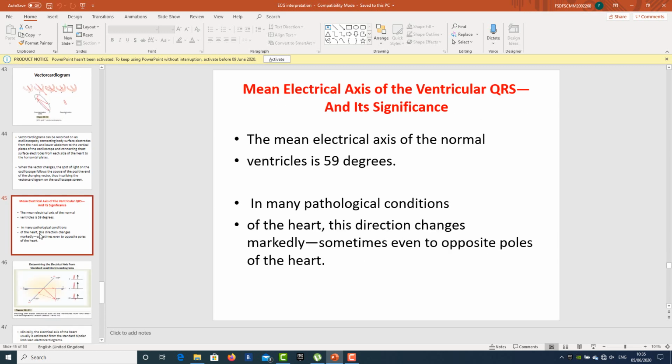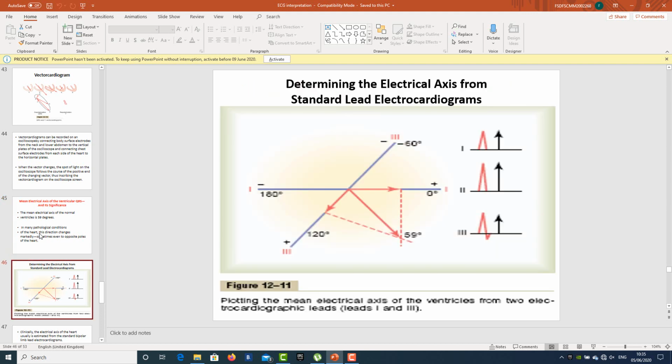Now we have the mean electrical axis of the ventricular QRS and its significance. The mean electrical axis of the normal ventricles is 59 degrees. In many pathological conditions of the heart, the direction of this mean electrical axis changes markedly, sometimes even to opposite poles of the heart. See how to determine the electrical axis from standard lead electrocardiograms.